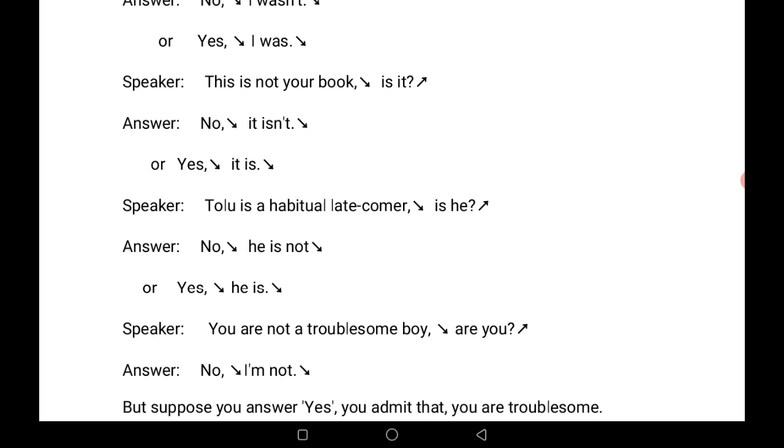You are not a troublesome boy, are you? You are not a troublesome boy. That's a falling tune. Are you? That's a rising tune. No, I'm not. I want you to be careful of something here.